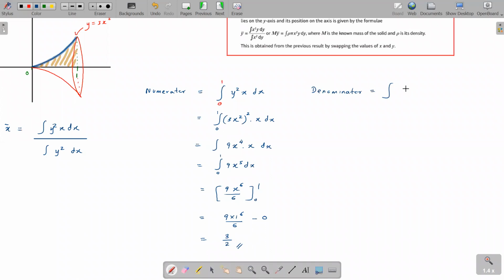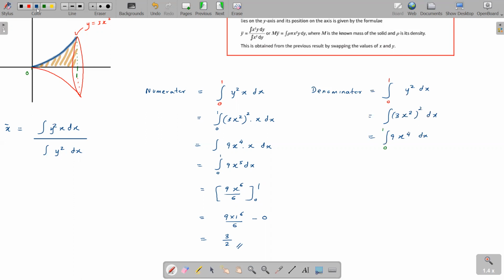So the denominator is y squared dx. The limits are going to be 0 to 1. Remember, it's the x limits. So y is 3x squared, so y squared, because y is 3x squared, you have to square it. That's going to give you 9x to the power 4 dx. Limits are 0 to 1.